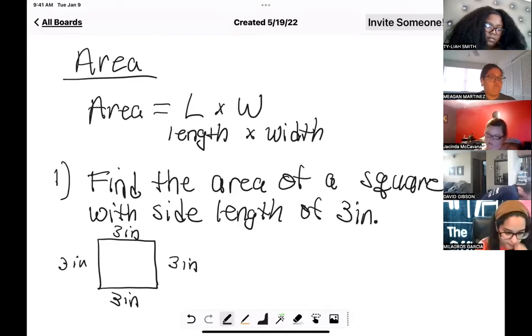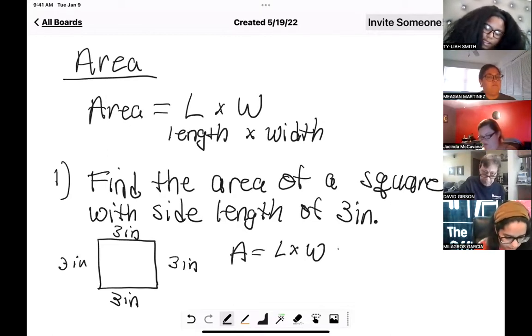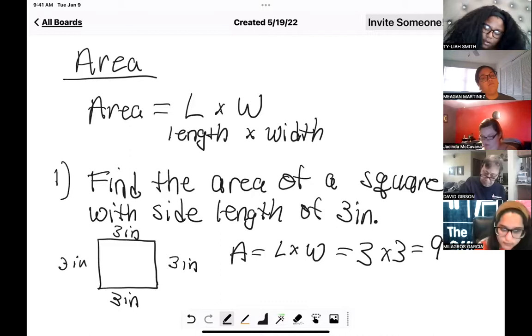Now I don't need all those 4 sides, but listen, if it's asking for perimeter, this is what you would do. 3 goes all the way around, right? So it would be 3 plus 3 plus 3 plus 3, and that would be your perimeter, but we want area. So area is length times width. I only need one length and one width, so that's 3 times 3, which is equal to 9.